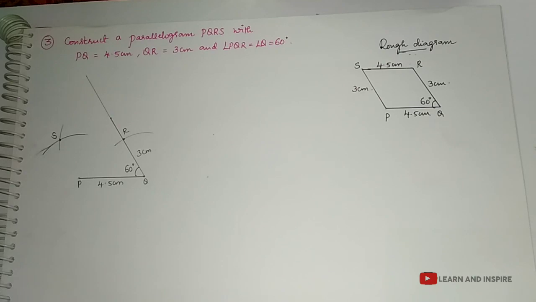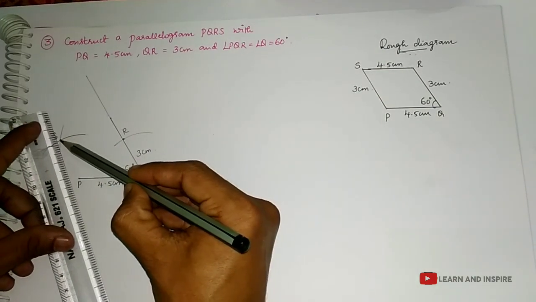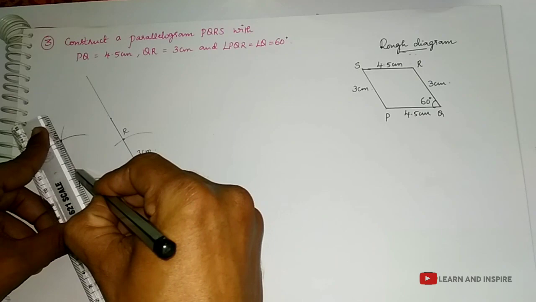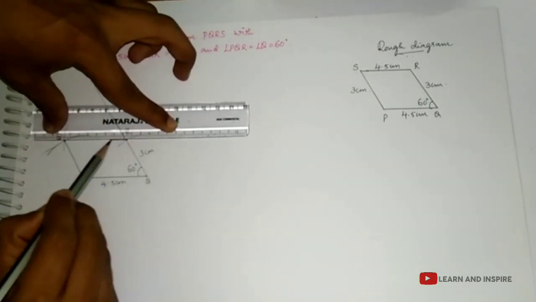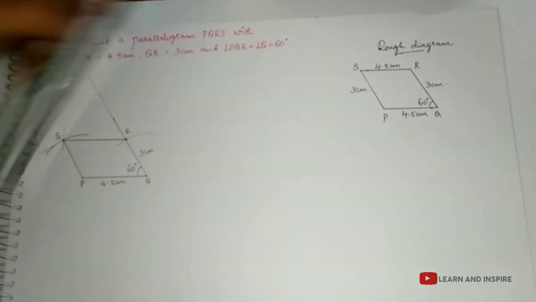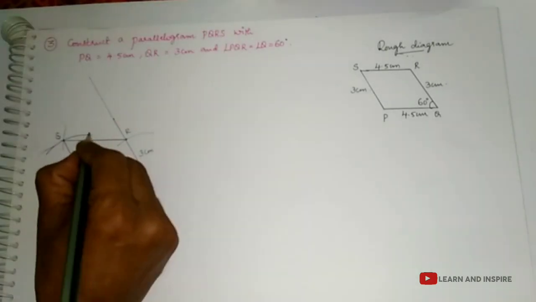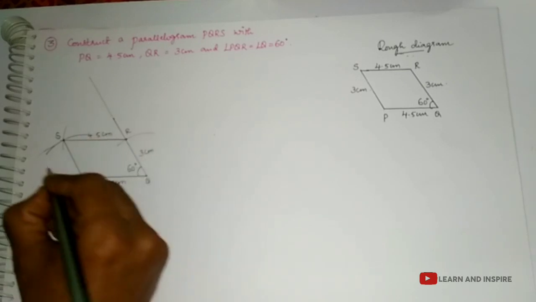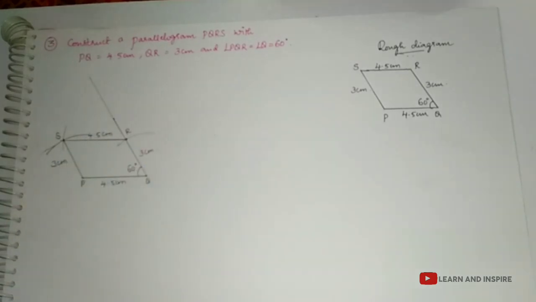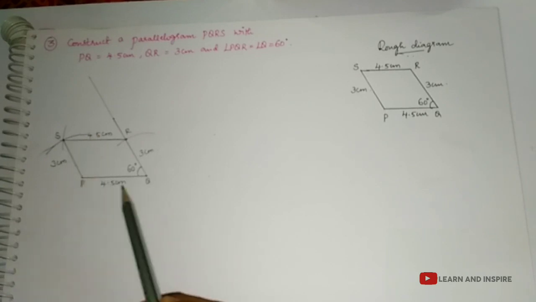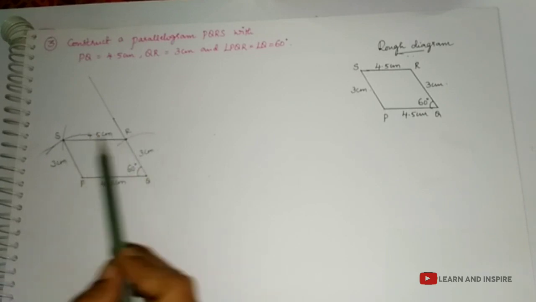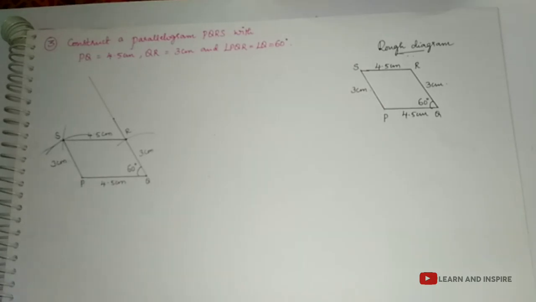Now what are the points to be joined? Join PS and RS. Name the measurements: RS is 4.5 centimeters and PS is 3 centimeters. So with this, PQRS is the required parallelogram. So we have to name it as a parallelogram. PQRS is the required parallelogram. Understood? Now we write the steps of construction.